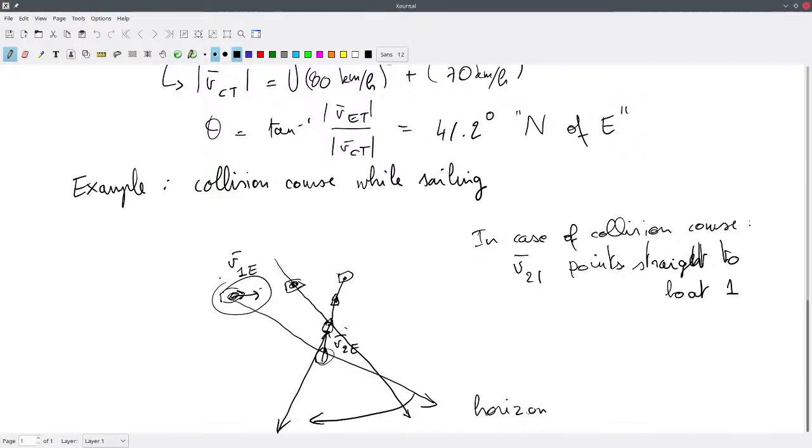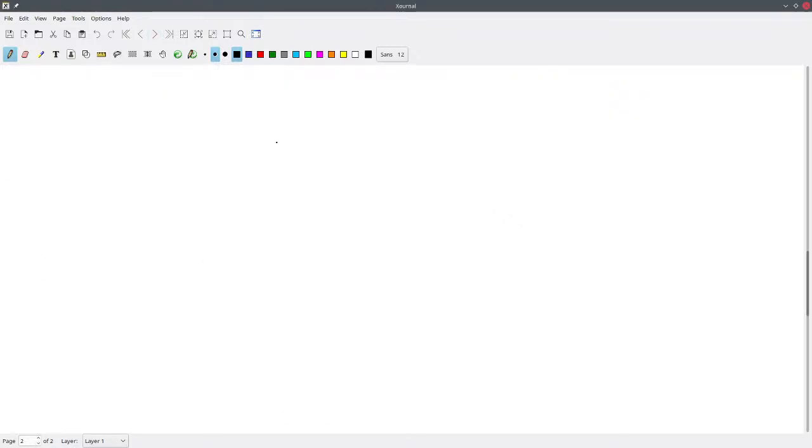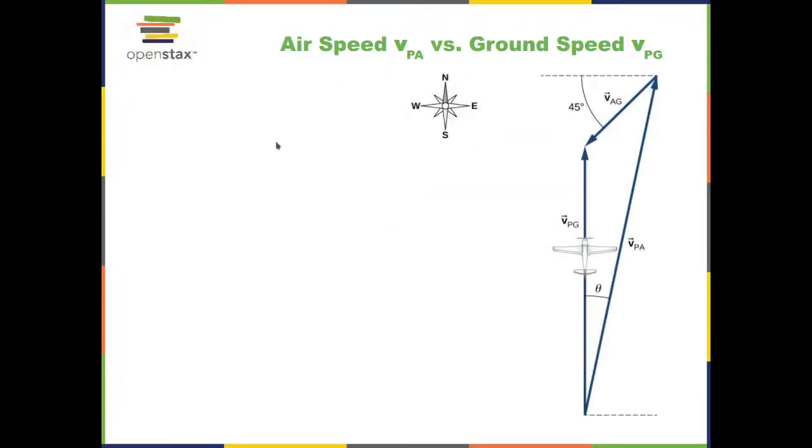Okay, another example where this will occur is problems like this, where we have an airplane that is flying at a certain speed with respect to the ground. This is called the ground speed. VPG is the velocity of the plane with respect to the ground. But there's some wind as well here, and the wind is such that the velocity of the air with respect to the ground is pointing in this direction.